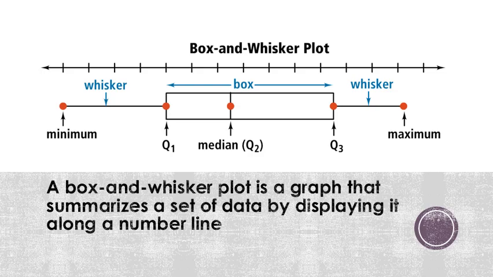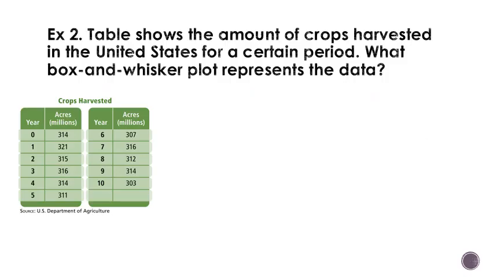Okay, so here's example number 2. It says the table shows the amount of crops harvested in the United States for a certain period. What box and whisker plot represents the data? So first thing we're going to want to do is create our data and put it on a number line.